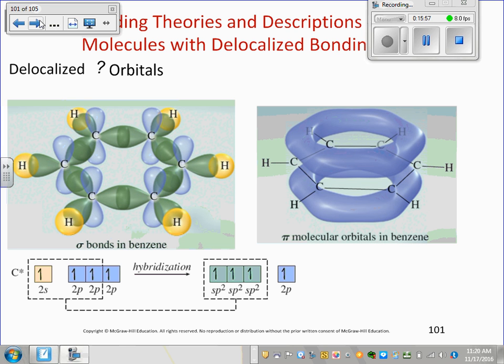So here, if we look at benzene, 6 carbons, we'll draw a hexagon, and there's an H on each one. We draw it with alternating double bonds. So what is the molecular geometry around each carbon? What's the hybridization around each carbon? These are carbons.